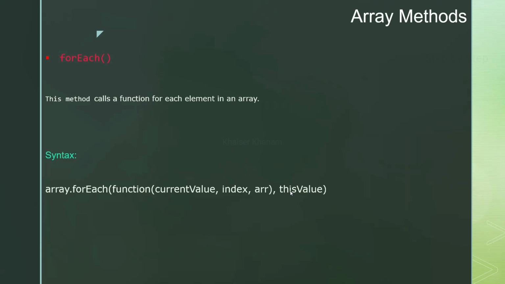Whenever we are passing the function, the index number, the array, and the second and third arguments are optional. We don't have to pass these. We can directly give the current value here and we can get the result. Practically, let us see about this forEach.